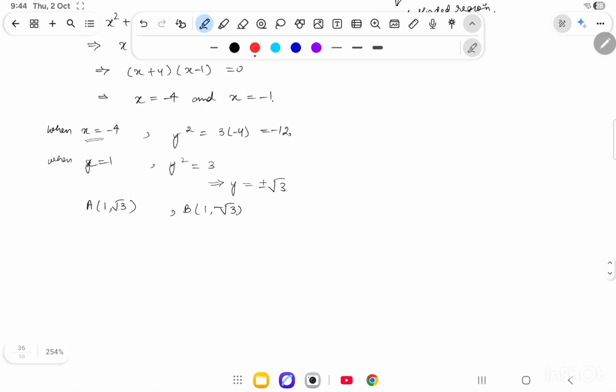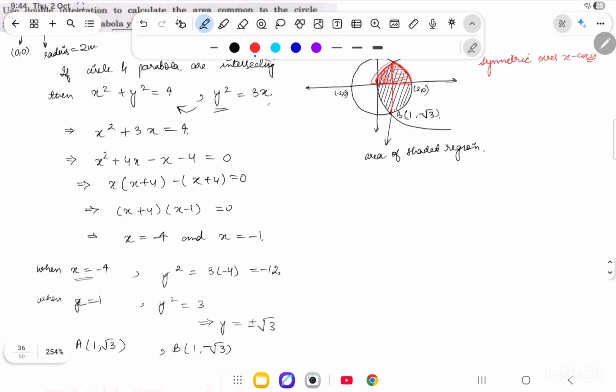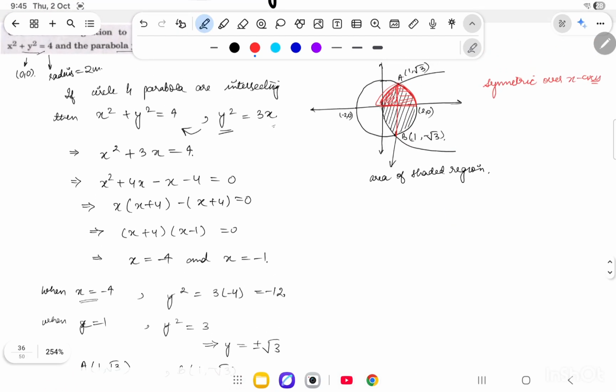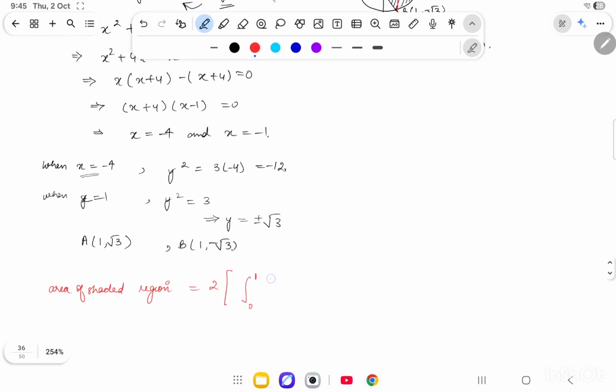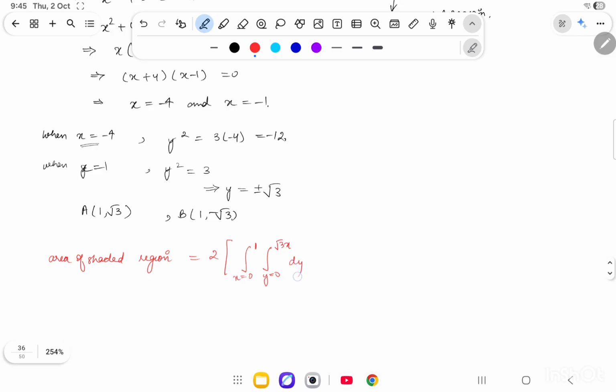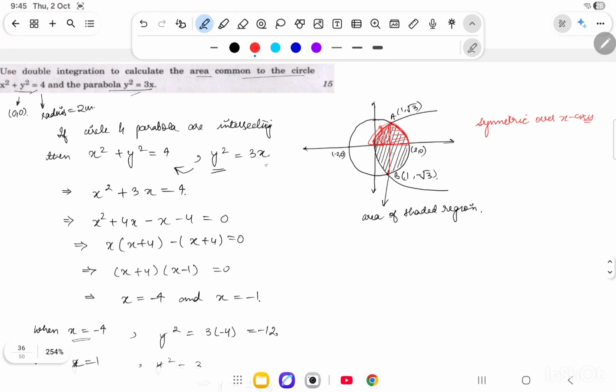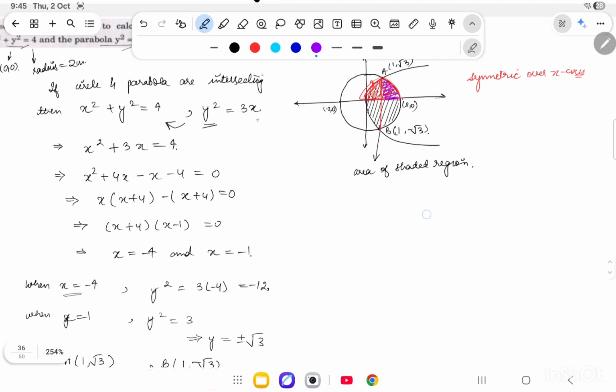So the area of the shaded region will be equal to 2 times the area where x is varying from 0 to 1 and y is varying from 0 to under root 3x, into dy dx, plus, in this region, x is varying from 1 to 2 and y is varying from 0 to under root 4 minus x squared.